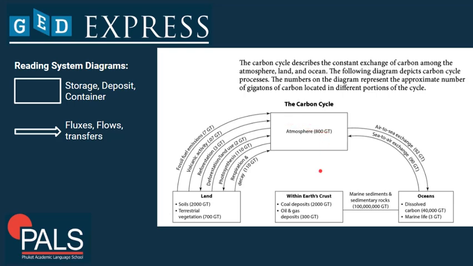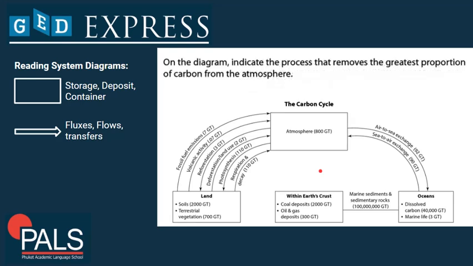Okay, let's have a look at the first question. On the diagram, indicate the process that removes the greatest proportion of carbon from the atmosphere. So a process in this case means a flux, something is happening, something is transferred. Which process removes the greatest amount from the atmosphere? That means it has to go from the atmosphere to another box. We have two options. We have the oceans and we have land.